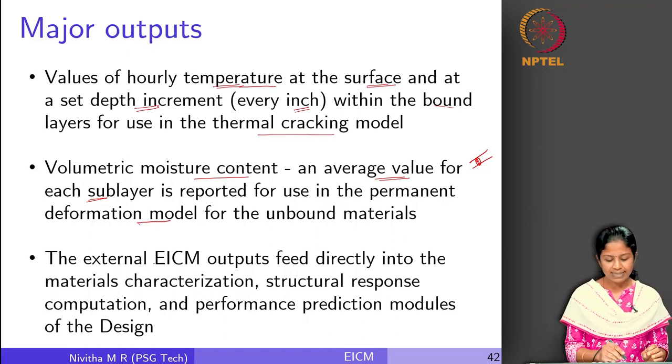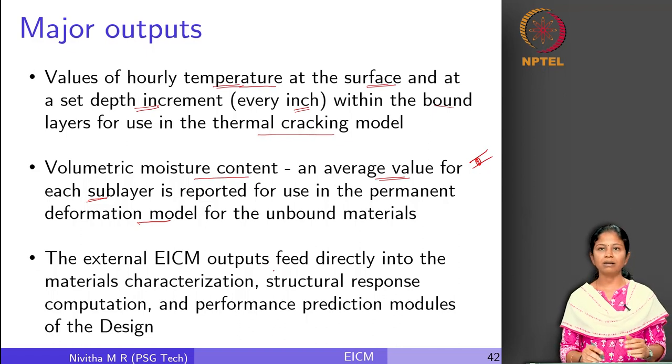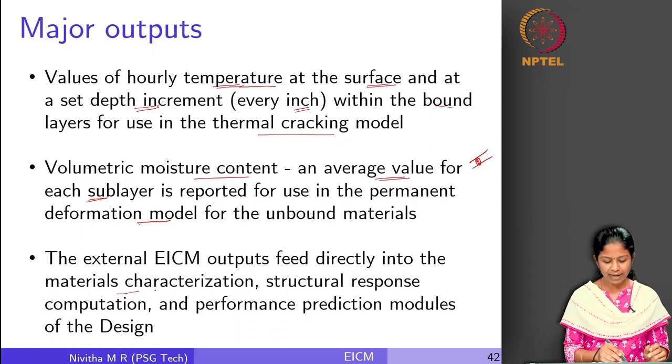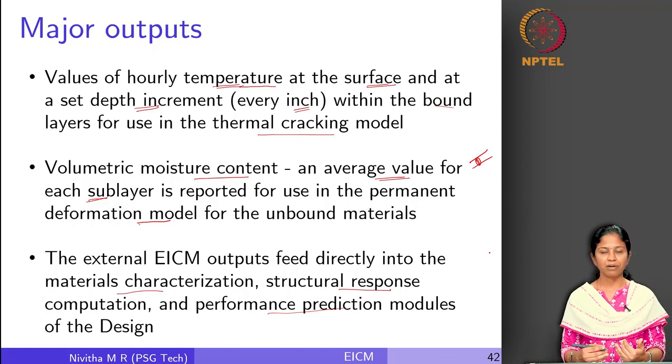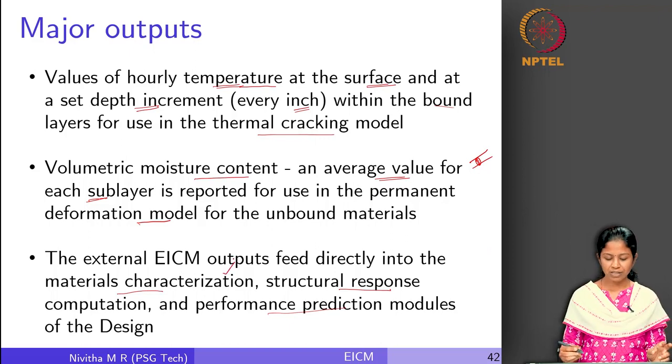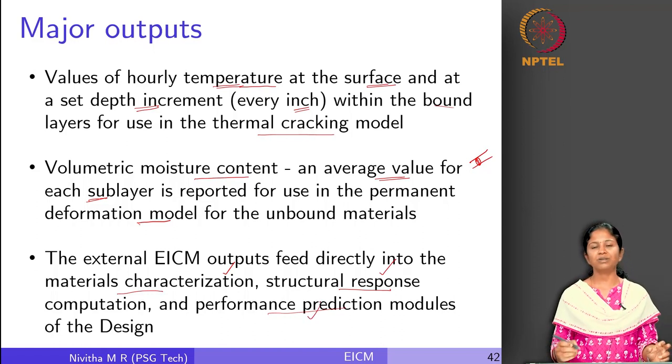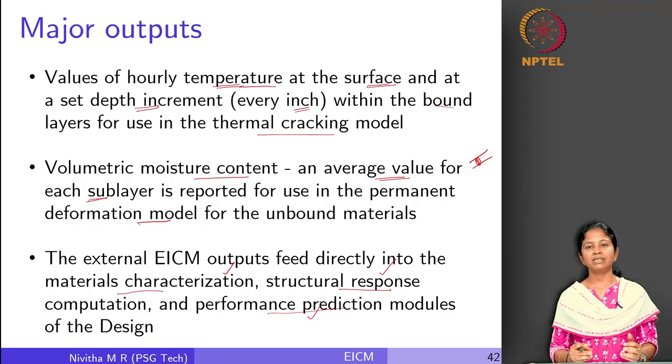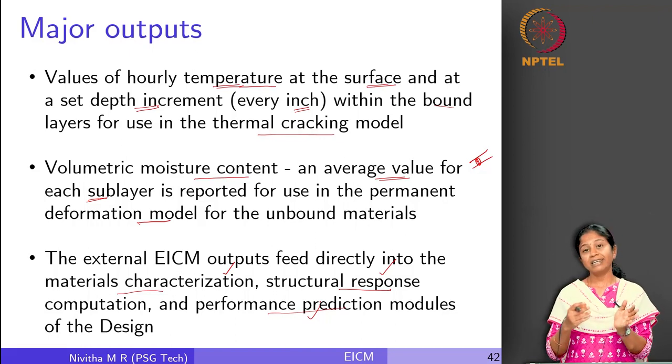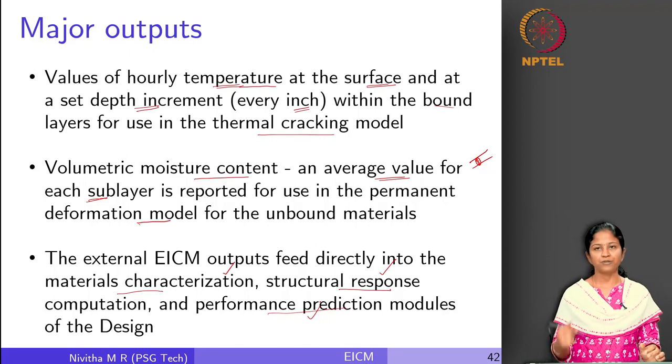Then the external EICM outputs, right, all the other outputs are fed directly into the material characterization, structural response computation and performance prediction modules. So this information collected from here is input into the appropriate models, and then it is used for material characterization, for structural response computation, and for performance prediction, right? So this calculation from the EICM model serves as an input at different stages in the pavement design process, for the computation of strain, and for the computation of damage also.